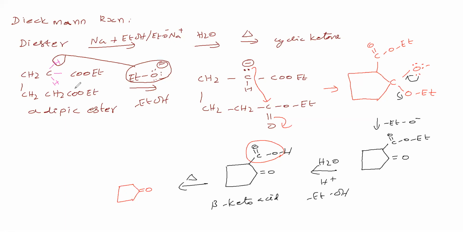So what is the reactant? You see, the reactant is adipic ester. In the adipic ester, in the carboxylate part, how many carbons are there? 6 carbons are there. That is converted into a 5-carbon ketone in the Dieckmann reaction. Okay. Sorry. We will see the example for this one.